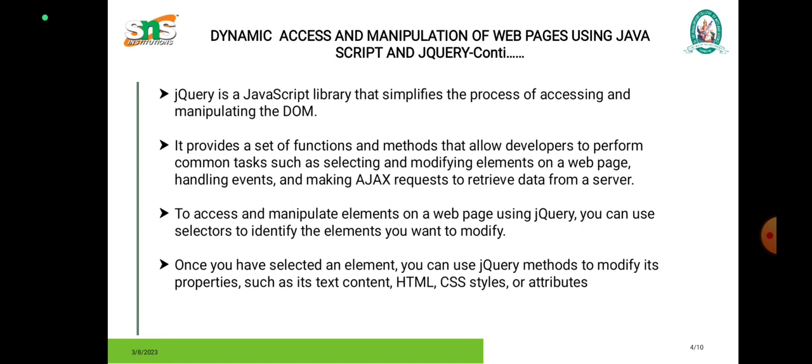To access and manipulate an element on a web page using jQuery, you can use a selector to identify the element you want to modify. Once you have selected an element, you can use jQuery methods to modify its properties such as text content, HTML, CSS styles or attributes.